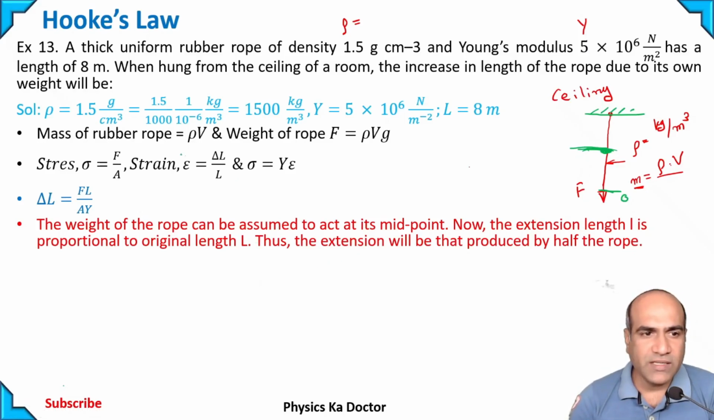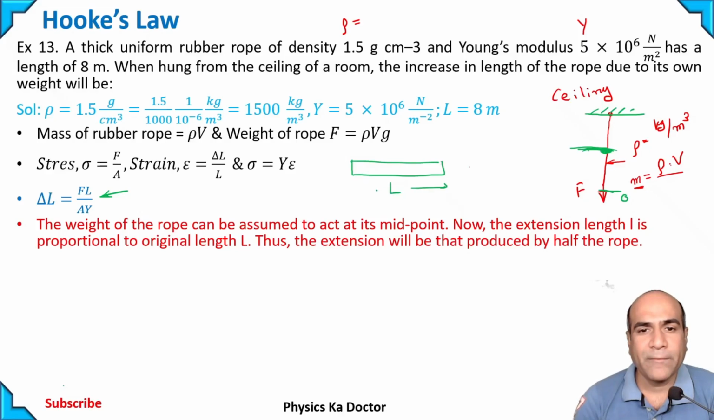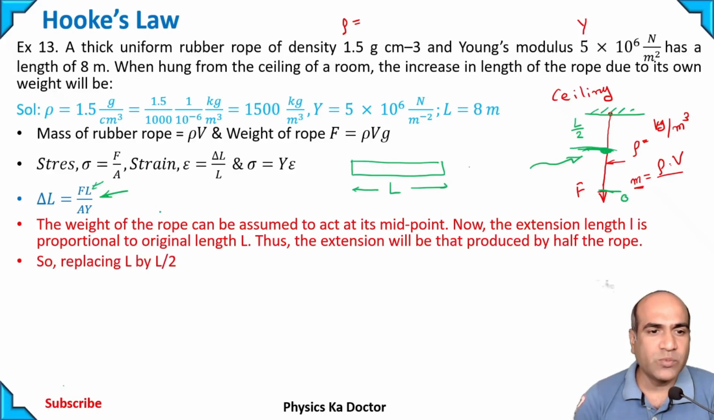So here we see this equation. This equation is true when the increase of length is for the entire L. But in this case, we are assuming the mass at the mid position. That means the effective length should be L by 2, half of this wire. Therefore, whenever you find L, we just need to put L by 2. L has to be replaced by L by 2.